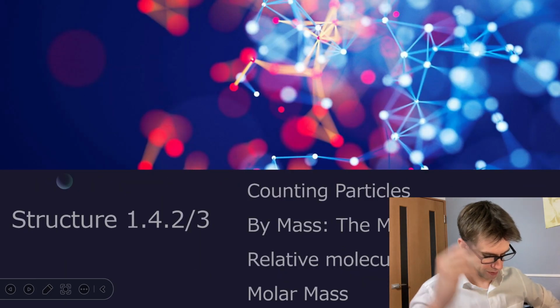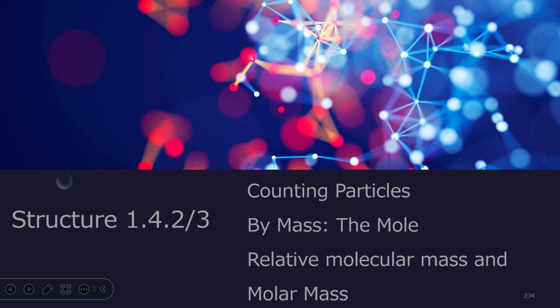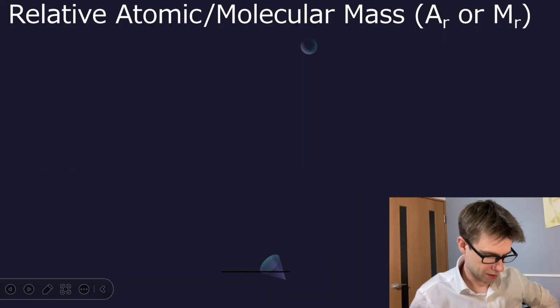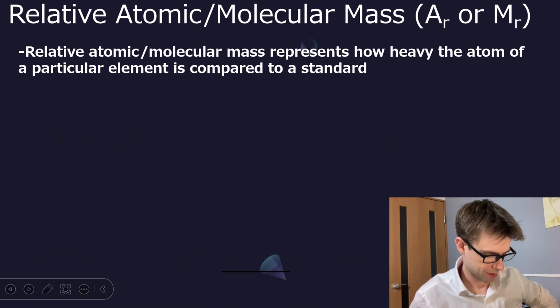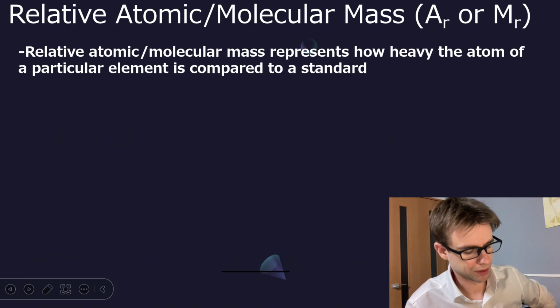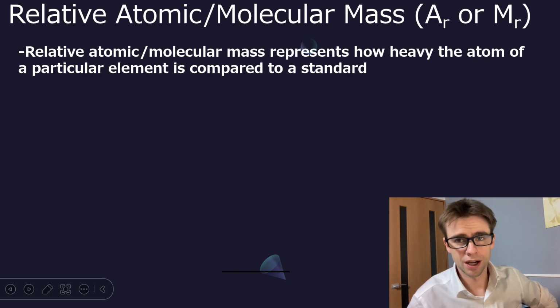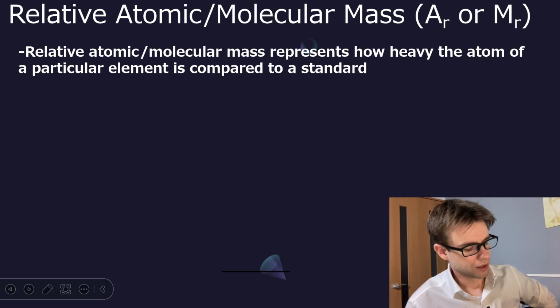So that's the end of 1.4.1. We're going to move on to 1.4.2 and 3. This is relative molecular mass and molar mass. So relative atomic or molecular mass, A subscript R or M subscript R. We've actually already talked about relative atomic mass in my isotopes video, but we'll review this here.